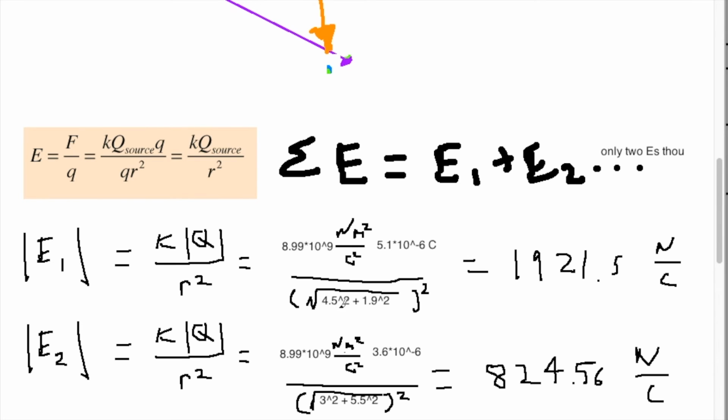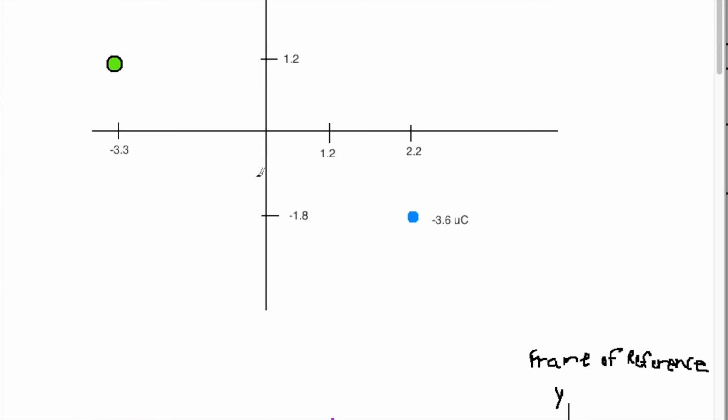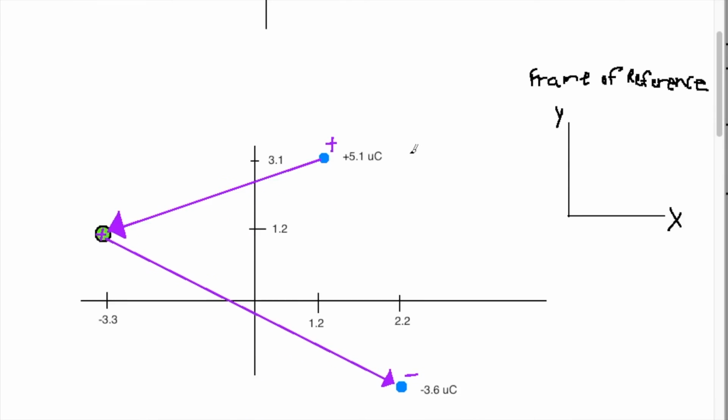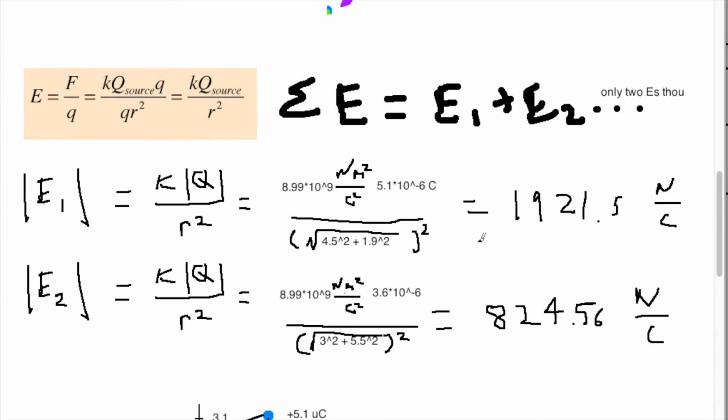And for this, I just use the Pythagorean theorem. You could probably figure it out. So I took this distance squared plus this squared equals this squared. Except I don't actually have to take the square root because that's for r squared anyway. So actually I did take the square root, but then I squared it again, so it became immaterial. Anyway, for this one, the magnitude is 1921.5 newtons per coulomb.